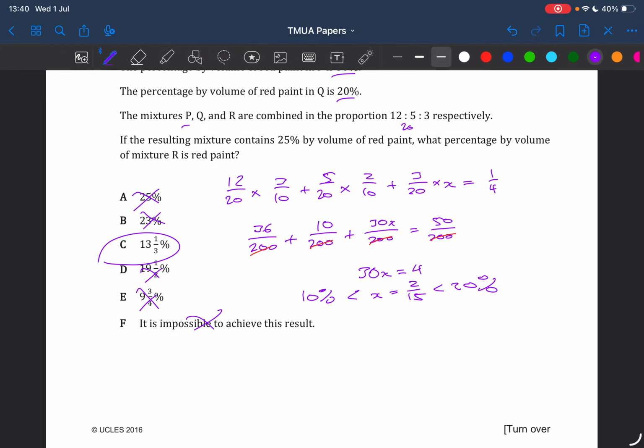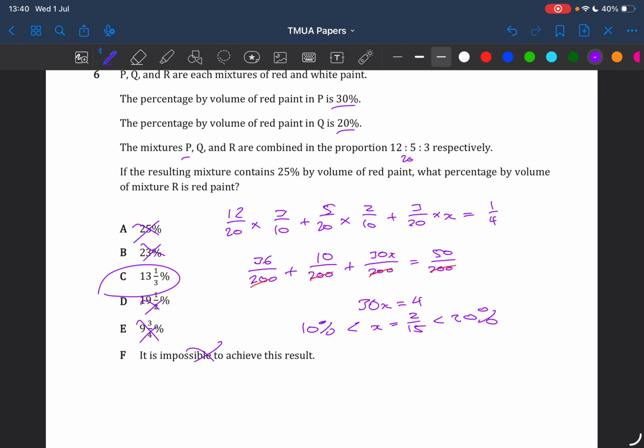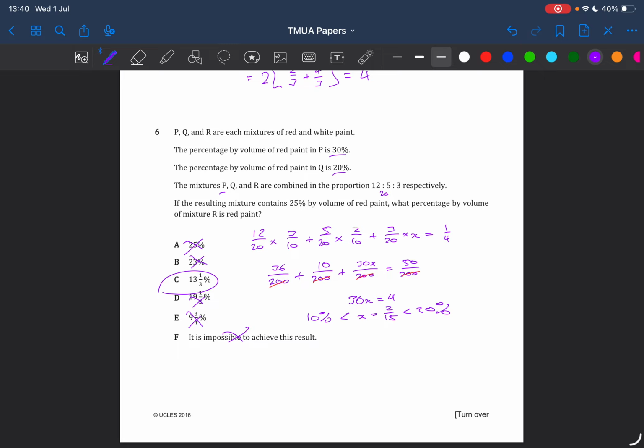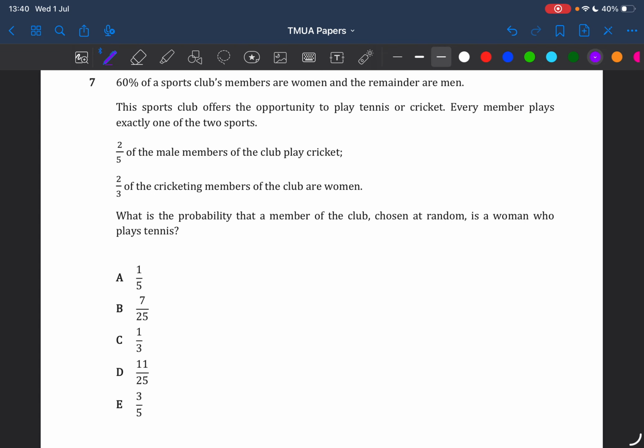And yeah, definitely not impossible. We got a result, didn't we? Is that correct though? Let's double check. Number 6. Yep, C, all good. What have we got now then?